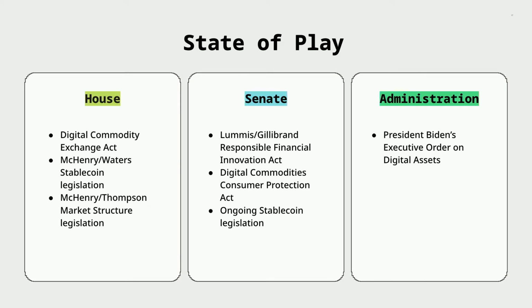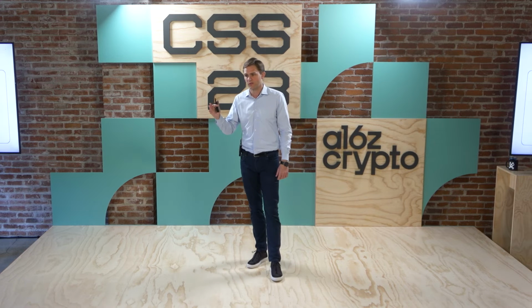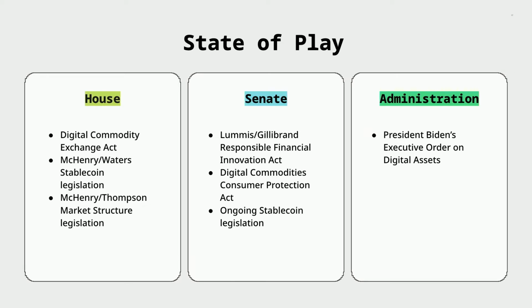And then what the heck is going on with the administration? Unfortunately, not much. A little over a year ago, the president issued an executive order, which we walked through earlier. This executive order, unfortunately, didn't have much teeth to it. It was really a direction to federal agencies to come out with a bunch of reports. Some of the reports were sort of benign, and others were quite inflammatory, making recommendations that are completely untenable for the broader crypto ecosystem.